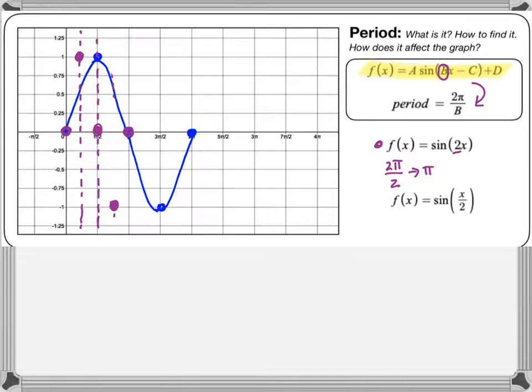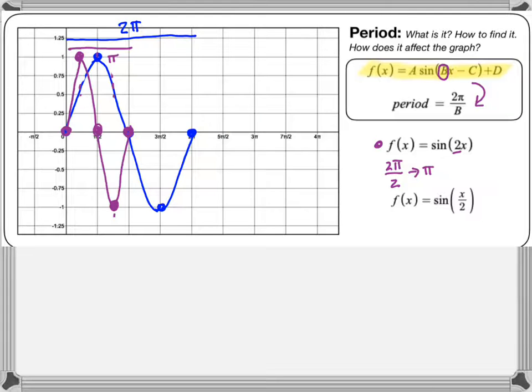Okay, so now I have all of those points nicely mapped out, and I'm going to erase some of this stuff so it doesn't look too messy. And you can see we go up, and then down, and then down, and then up. And so you can see that the period has gone from 2 pi to just pi. And so that has shortened the period by half.